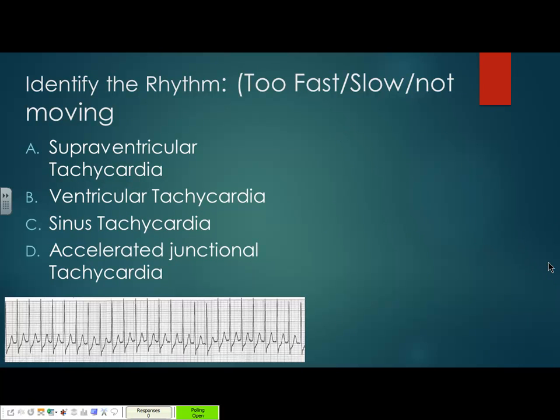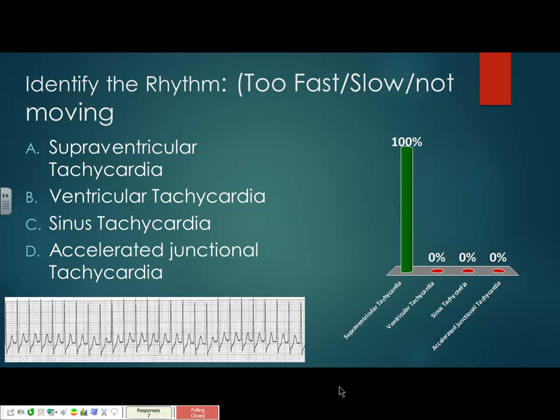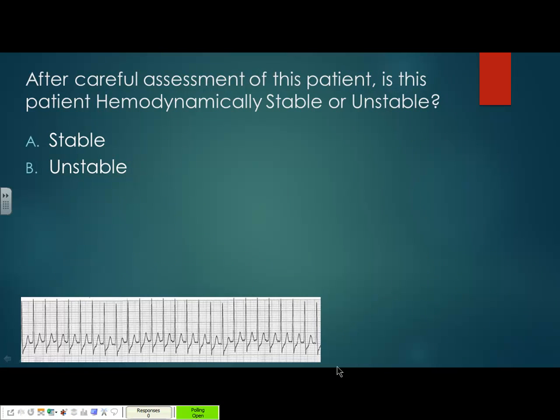So what did you call it? Now go ahead and, I gave you all the answer, but go ahead and answer. Alright, so SVT. Alright. So we decided too fast. Now, stable or unstable? Just giving off the presentation that you just had just a minute ago. Stable or unstable? Hemodynamically, stable or unstable?